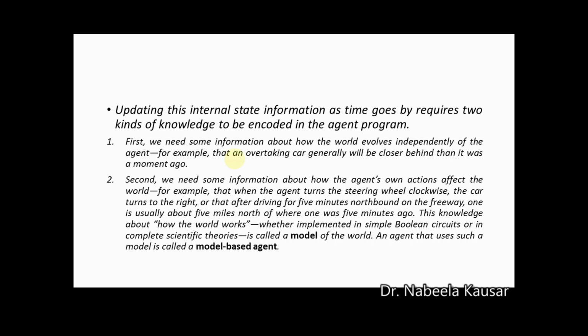So the first type of information needed to update the internal state, to encode in the program, is how the world is changing. The second is, when the internal state is updated, two types of information are updated. First, how the world evolves, and second, what are the results of the agent's specific actions?